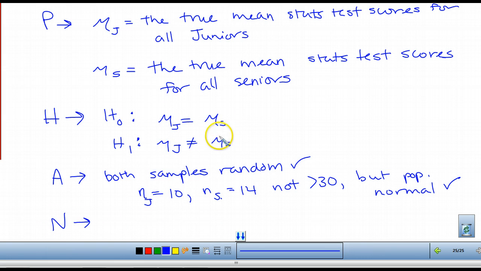The name of the test. I'm doing two different means, so I have a 2 sample. It's mean, so I know it's a t distribution, and I'm running a test, so it's going to be a 2 samp t-test. Let's go to our calculators.